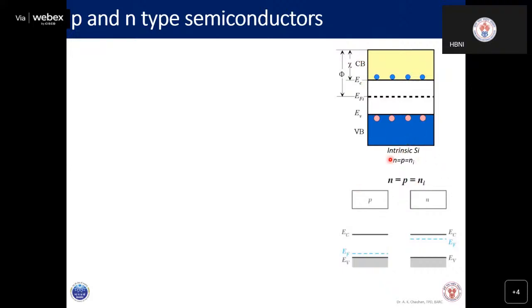In intrinsic semiconductor, the number of holes is equal to the number of electrons. Suppose initially all the levels were filled, and you have provided certain thermal energy. In that case, suppose few electrons have reached from this level to this level, so you will have the same number of holes in the valence band and the same number of electrons in the conduction band. So the law is that ni squared is equal to n times p.